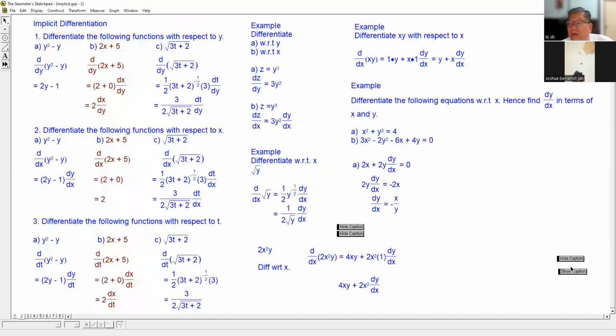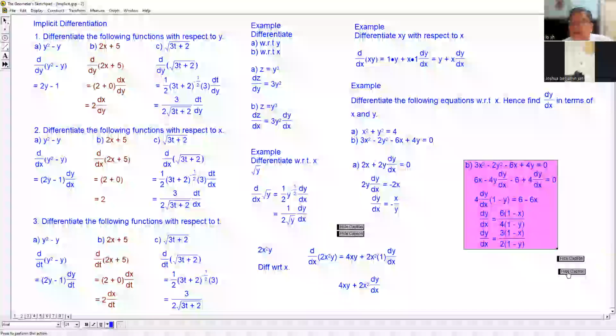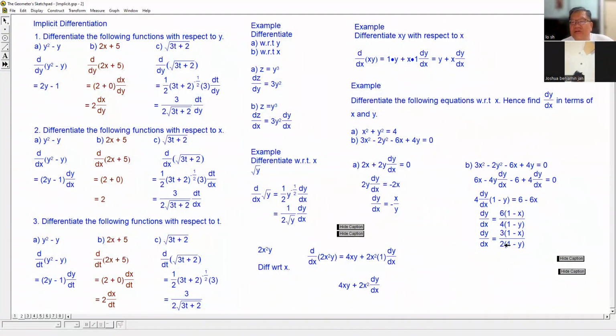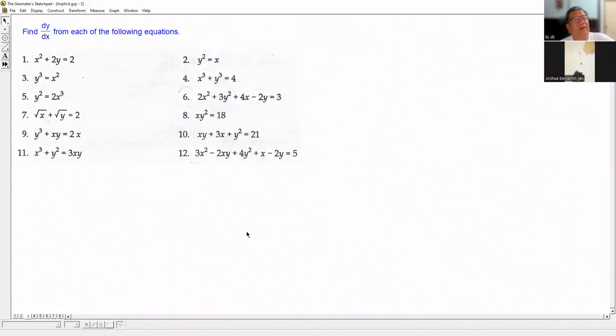Come back here. Let's see. Oh, the 2 and 6 and 4 can cancel. So it's actually 3 over 2. Okay, so we look at the next one.